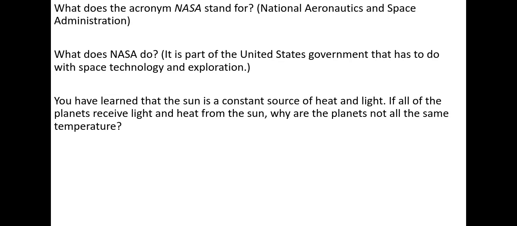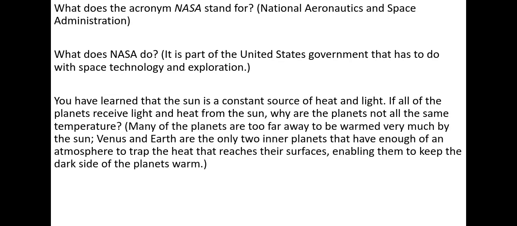You have learned that the sun is a constant source of heat and light. If all the planets receive light and heat from the sun, why are the planets not all the same temperature? Many of the planets are too far away to be warmed very much by the sun. Venus and Earth are the only 2 inner planets that have enough of an atmosphere to trap the heat that reaches their surfaces, enabling them to keep the dark side of the planets warm.